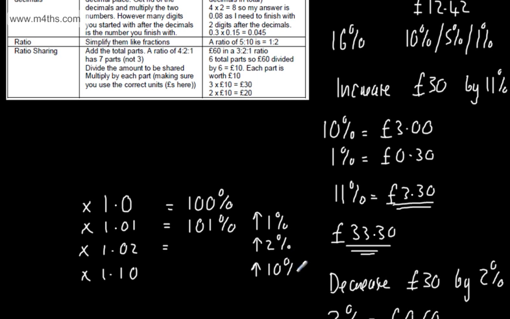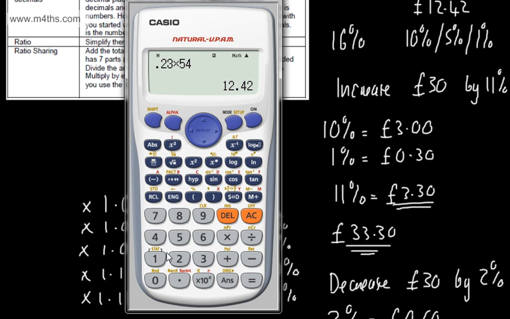So if I was doing this on a calculator, my multiplier now would be 1.11, and that's going to give me an 11% increase. So if this was a calculator question, all I do is go ahead and do 30 and multiply it by 1.11. That's 111%, and that will give me my £33.30.